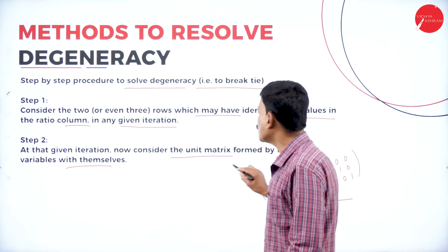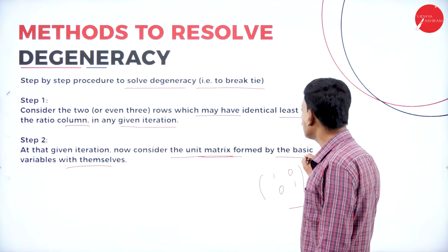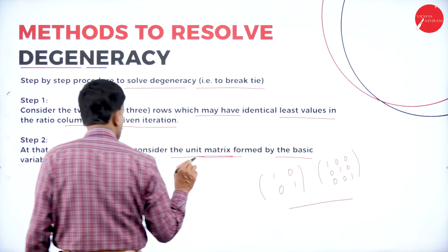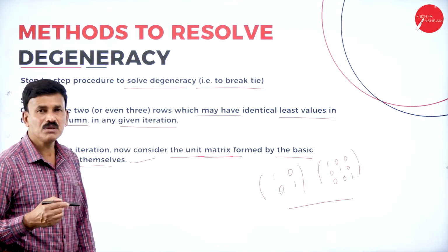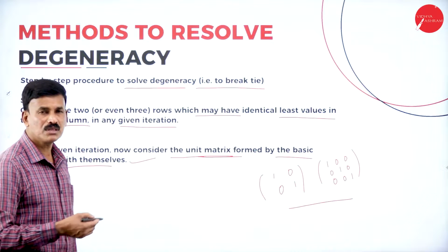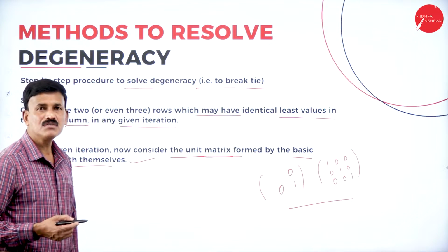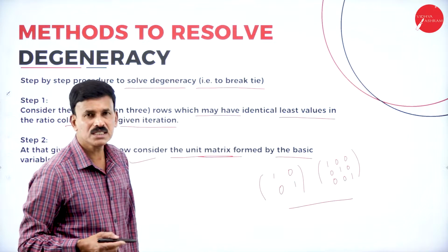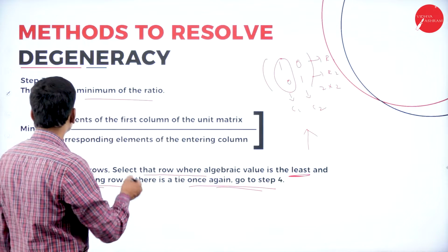Now go to the second stage, step 2. At the given iteration, consider the unit matrix formed by the basic variables with themselves. Find the identity matrix formed with the basic variables by themselves. So usually you will get the 1 0 0 1 or 100 010 001 identity matrix. Now go to step 3.